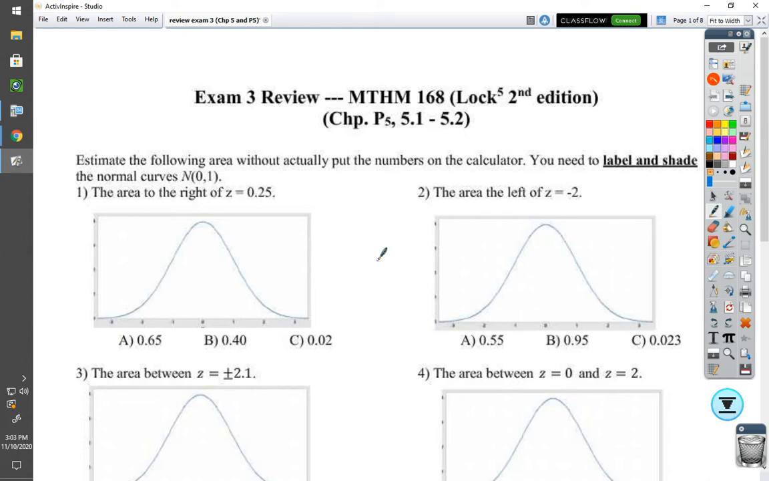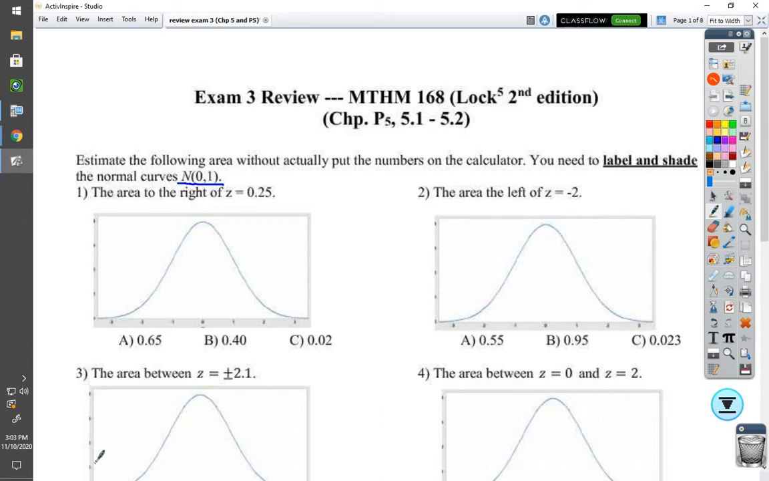For instance, let's talk about number 1. It says estimate the following areas without actually putting the numbers into a calculator. You need to label, you need to shade on a normal curve, and it identifies the normal distribution at 0, 1. All the tables are already laid out for us as far as 0 and standard deviations of 1, so we really don't have to label too many things there.